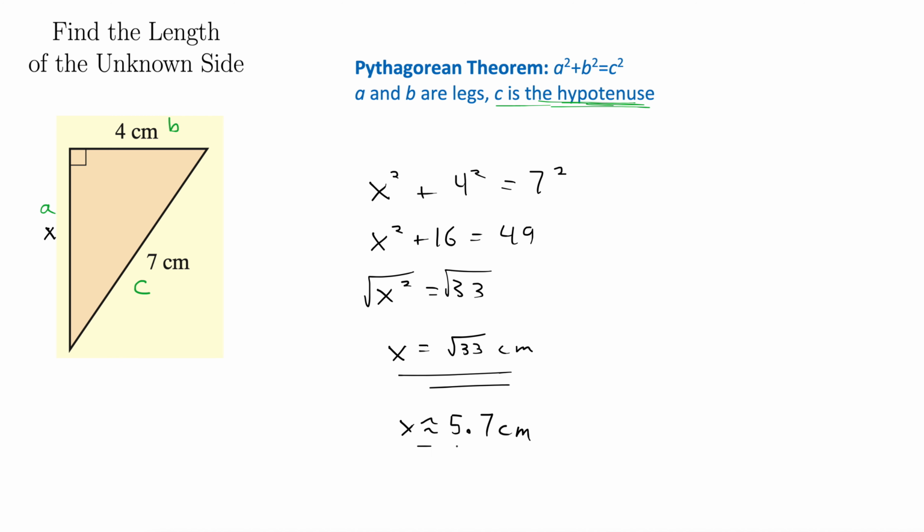And usually the problem will tell you how many decimal places to round it to. So we'll just do 1.